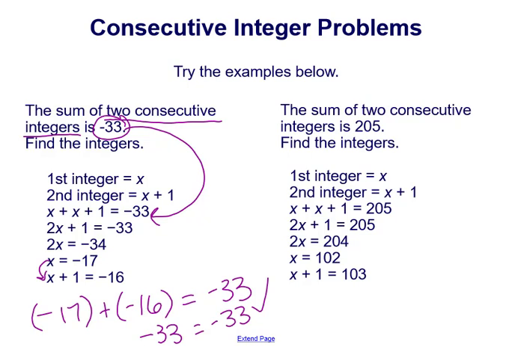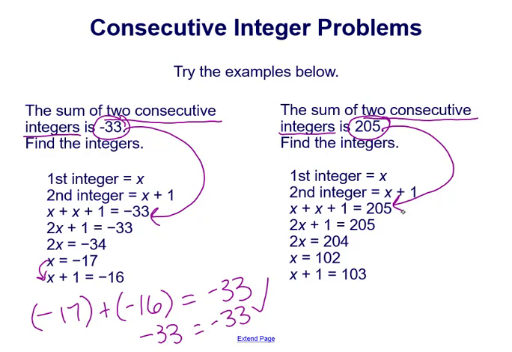Now we have our next example. The second example is: the sum of two consecutive integers is 205. So we want to now find those integers. We have the same setup because again we're talking about two consecutive integers. So we're going to let the first integer be represented by x, and then the second integer would be represented by x plus 1. Now their sum is 205. So that gives us the equation x plus x plus 1 equals 205.